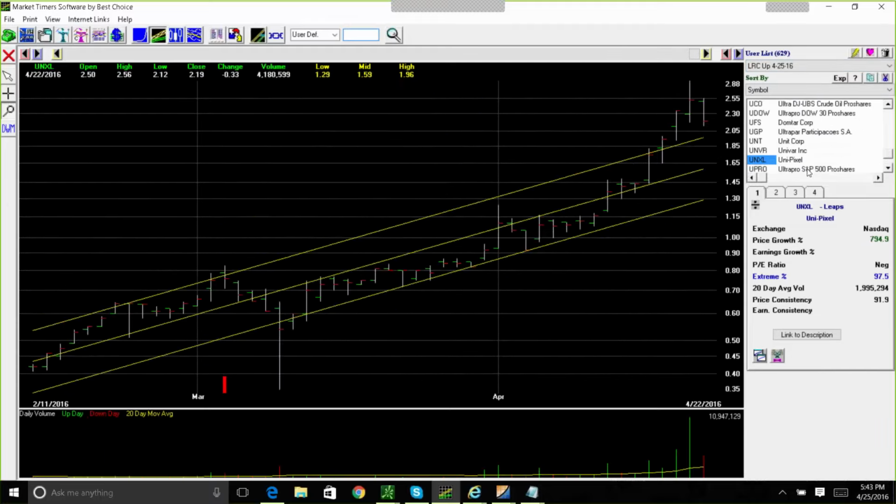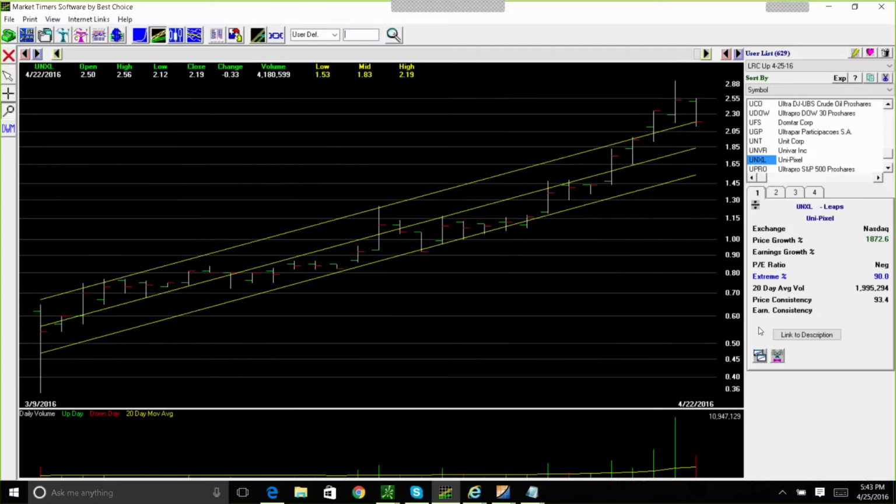There it is. Okay, so there's Unipixel, and again, this has had a pretty nice move off of the lows there. You can see the annualized growth rate is 794 there, but if we go to this swing low and look here, annualized growth rate is over 1,000%. So again, I always say, if it's over 1,000% annualized on best choice, it's usually something you want to be very interested in. So down in this area here, it was around $1, and now it's over $2.